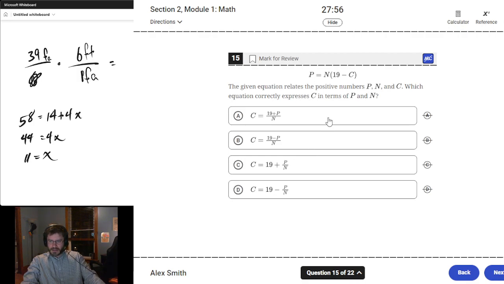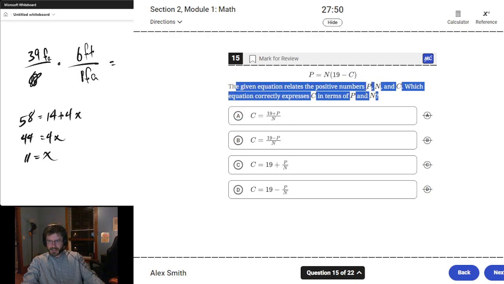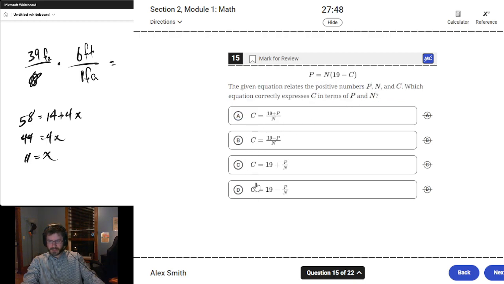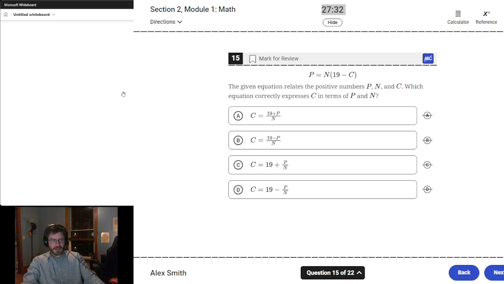All right. We've got a nonlinear equivalent again. I call these rearrangers. You don't even have to read any of this. Just look at the answers and you see we're solving for C. P divided by N is our first move. And then we're going to subtract 19, but then this negative is going to flip the sign and everything. I'm going to go ahead and do this on the whiteboard. Just show you what I do here.